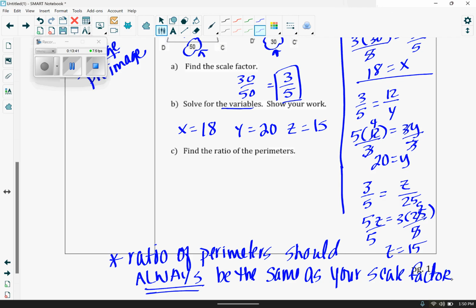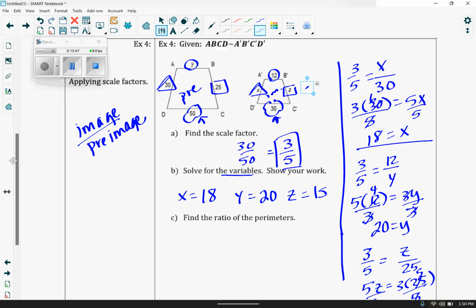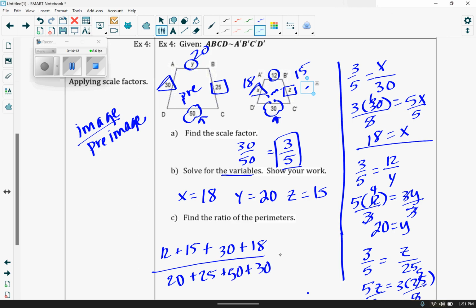So I'm going to say the perimeter of my, this one is Z is 15, the Y is 20, and the X is 18. So my image would be 12 plus 15 plus 30 plus 18 over 20 plus 25 plus 50 plus 30. And I'll add those together, and then when I simplify that, I will still get 3/5. I believe it's 75 over 125.